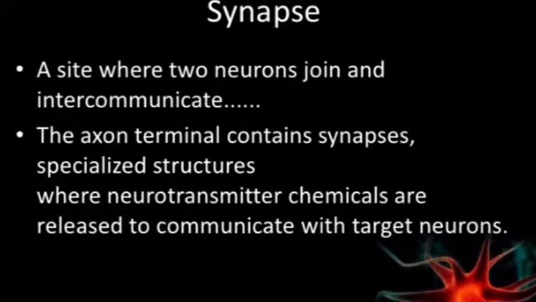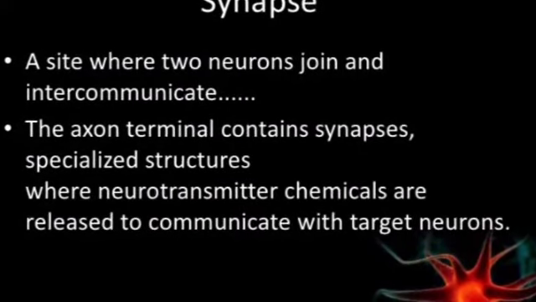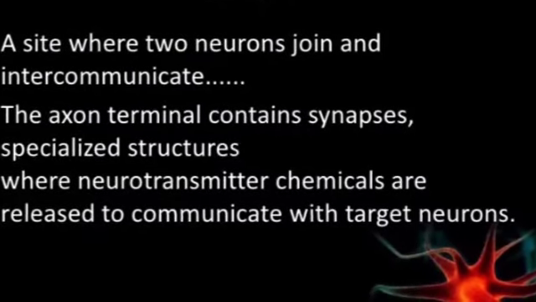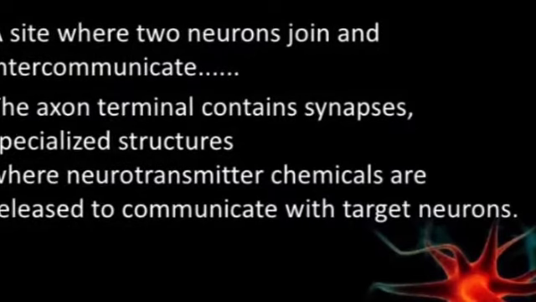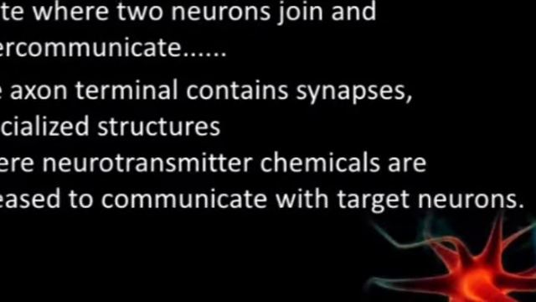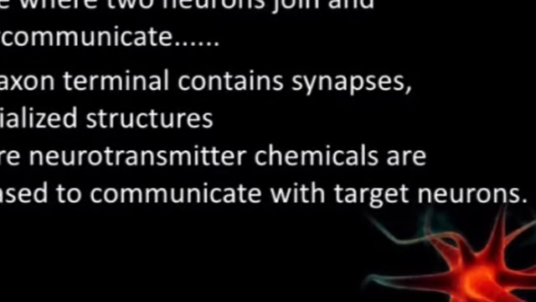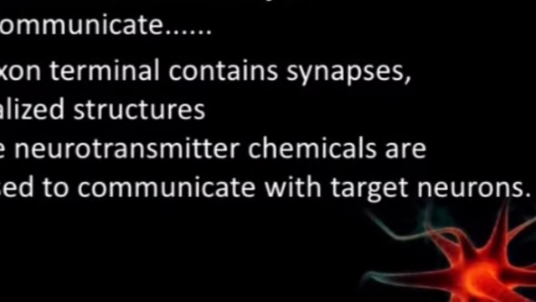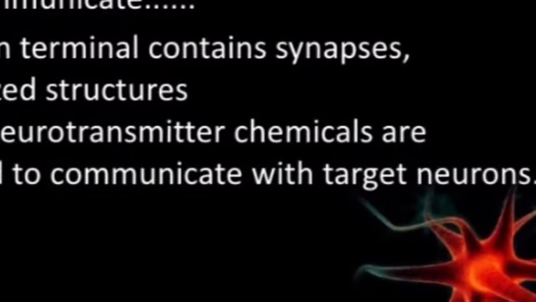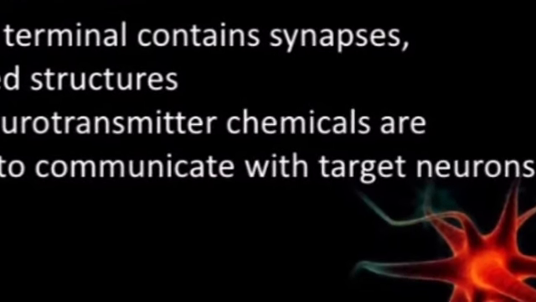The last part is about synapse. Synapse is the site where two neurons join and intercommunicate. The axon terminal contains synapses. Here, neurotransmitter chemicals are released. So, the impulses will be passed from the end of an axon to the dendrites of another neuron.